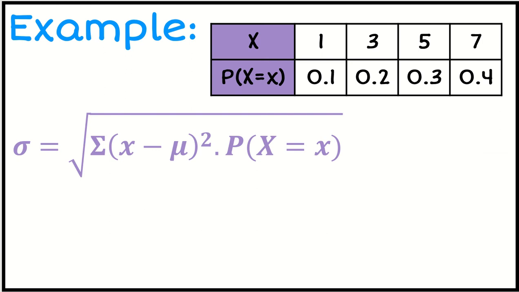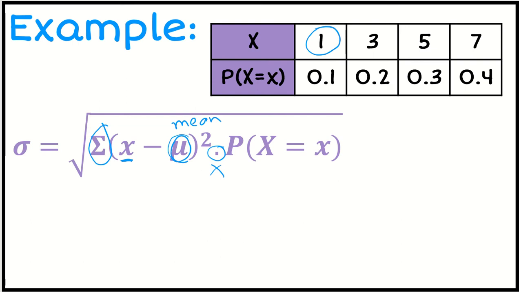So here's the first one. What we have is our summation, so adding, and it says take each x value minus the mean. That symbol there means the mean. So take each x value, subtract the mean, square that, and then the little dot there means to multiply by the probability.